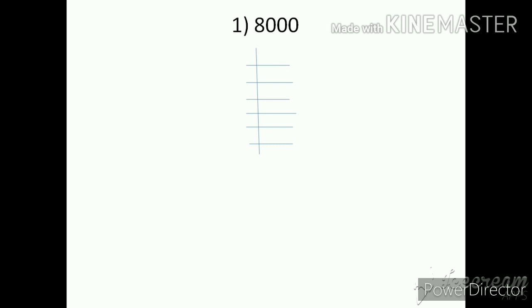Number 1. Here it is given, children, 8000. Unit place, which number is there? 0. It means it is divisible by 2. So take down 2, children. We are using here the prime factor method. So 2 4s are 8. So 4 will be down and 3 0s will be as it is.